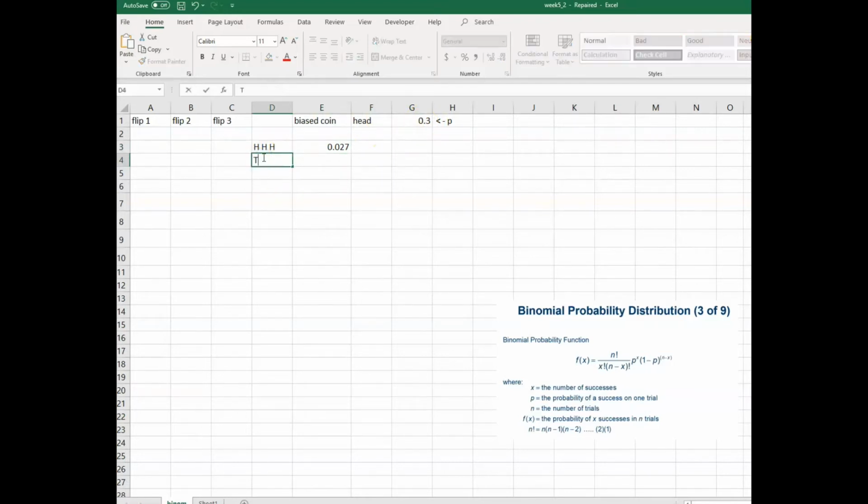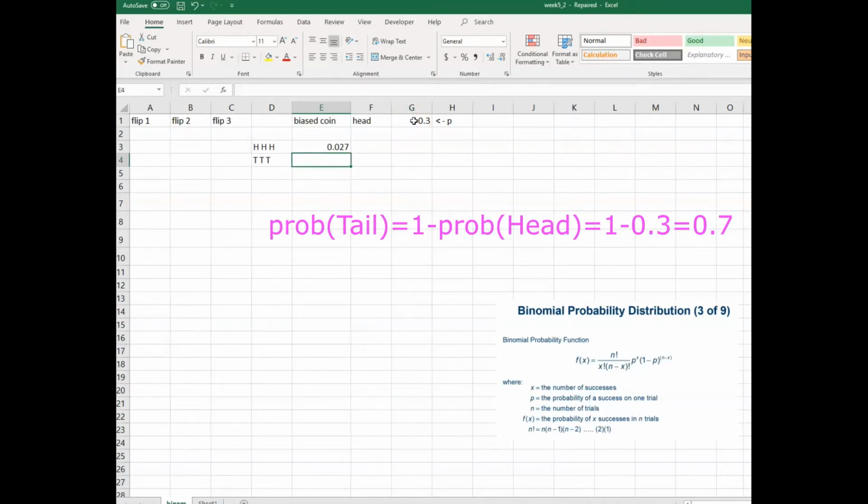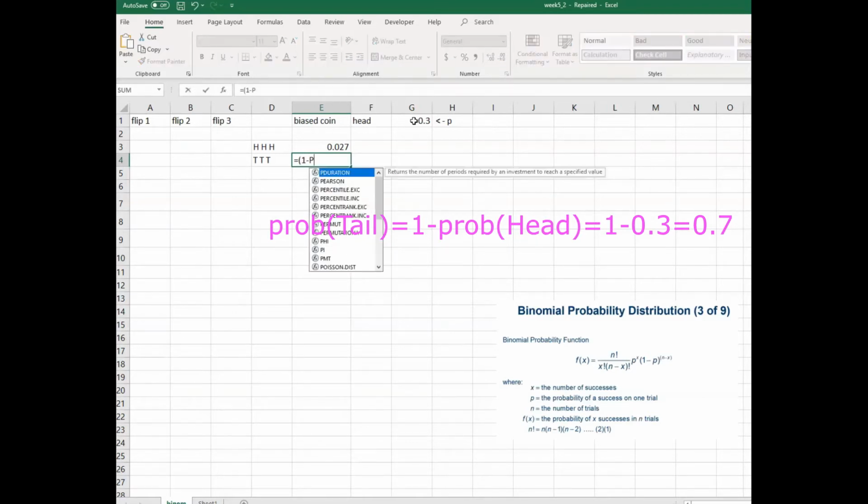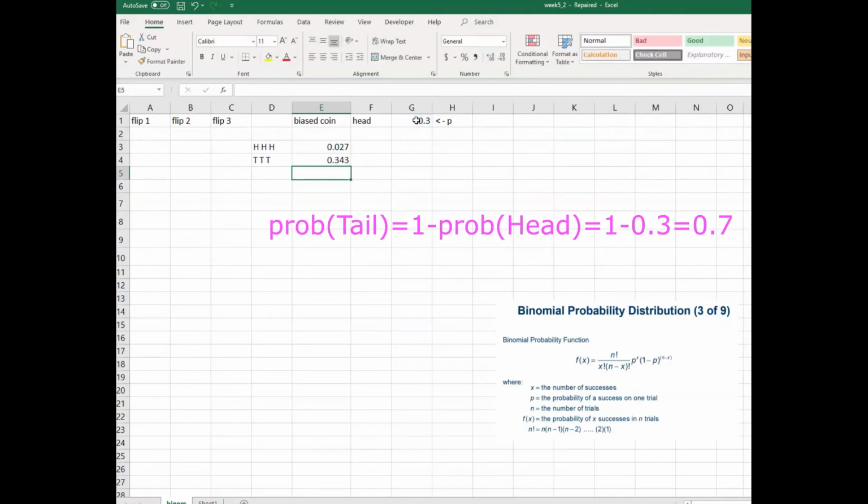So let's look at the tails. We see tail, tail, and tail. What is the probability of 3 tails? Because we know it's 30% head and 70% tail, it's 70% times 70% times 70%. So actually it's 1 minus P, to the power of 3.